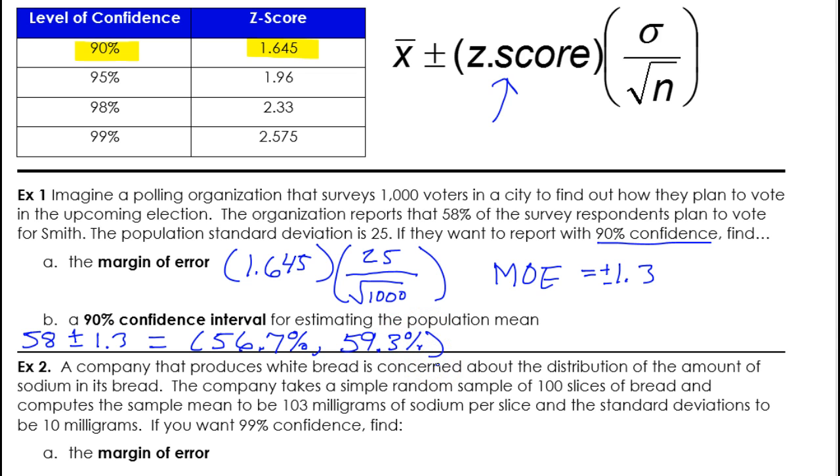So this means, sure, the sample that we had, 58% of them say they're going to vote for Smith. But what about the entire population that we really want to know about? Well, we can be 90% sure that the true percentage of the population that's going to vote for Smith is somewhere between these two percentages.